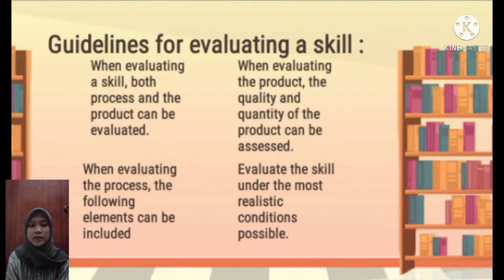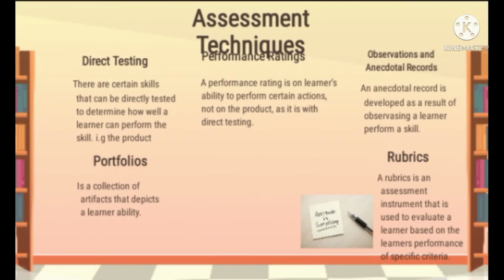Now, guidelines for evaluating a skill. The first, when evaluating a skill. The second, when evaluating projects, the process and the product can be evaluated. Third, when evaluating, the quality and quantity of the product can be assessed. Fourth, evaluate the skill process. The following elements can be included under the most realistic condition possible.